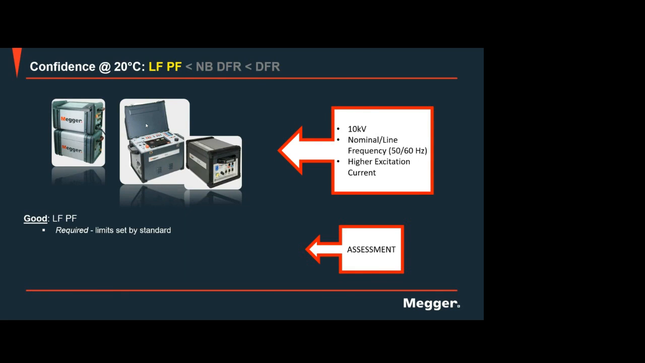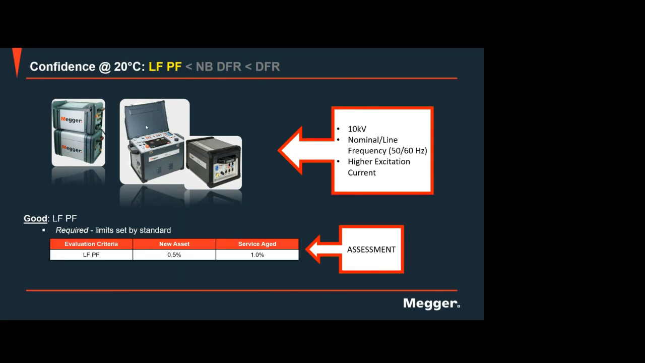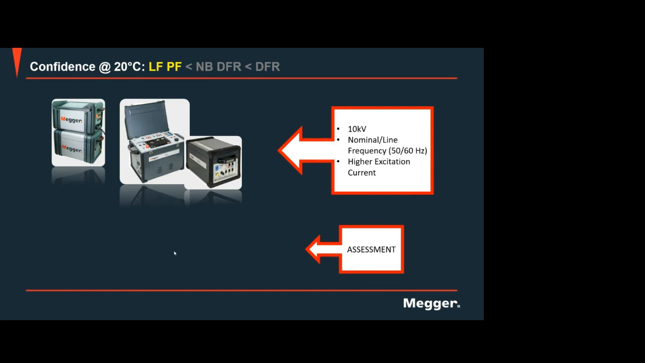We have some limits at 20 degrees Celsius, right? And these are the limits, as you can see, for example, in the IEEE C57 standards. For the new asset, the insulation power factor or the tangent delta value should be not more than 0.5%. And if you have an old transformer or a service-aged transformer, the limit is 1%. Well, this is good because we have some sets of limits in the standards.